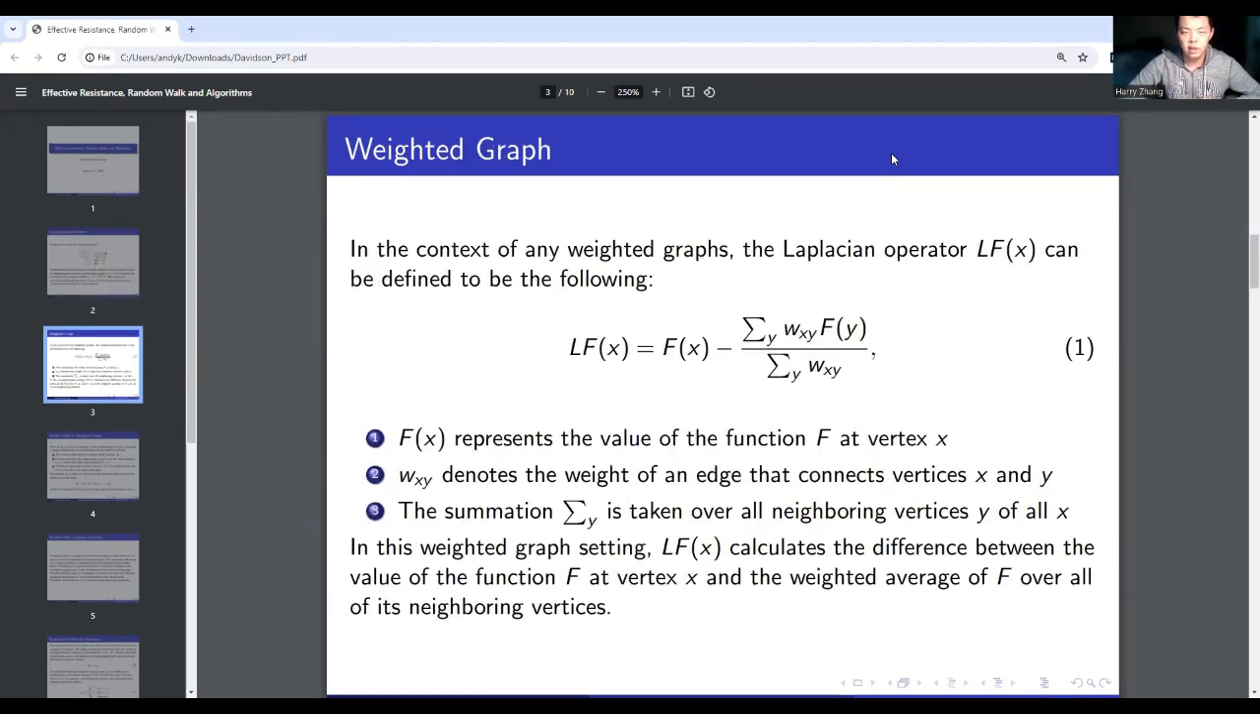Weighted graphs. In the context of any weighted graph, the Laplacian operator can be defined to be the following, where f of x represents the value of the function f at vertex x, w sub xy denotes the weight of an edge that connects vertices x and y, and the summation is taken over all neighboring vertices y of x. In this weighted graph setting, Lf of x calculates the difference between the value of the function f at vertex x and the weighted average of f over all of its neighboring vertices.